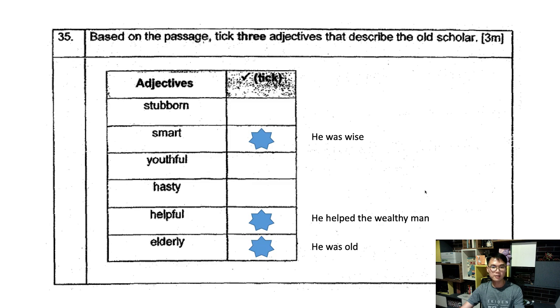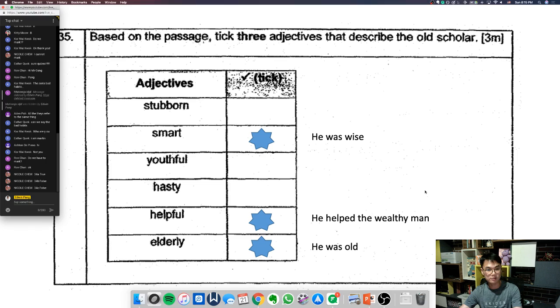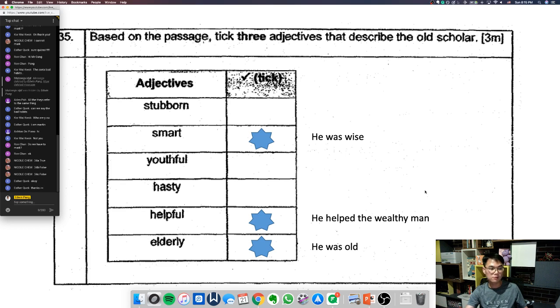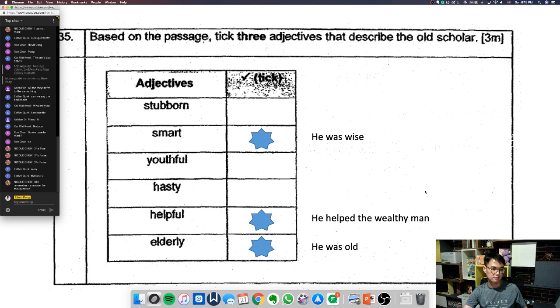Oops, I've already given you the answers. I didn't animate this. So I've written out the explanations here as to why these were the 3 adjectives that were chosen. First of all, the man was wise, so obviously he's smart. So smart is the first answer. Second of all, the wise man helped the rich man without asking for a reward. So he was helpful. And finally, he was a wise old man, therefore he was elderly. So these are the 3 answers: smart, helpful, and elderly. Great. Please review and mark the answers accordingly.